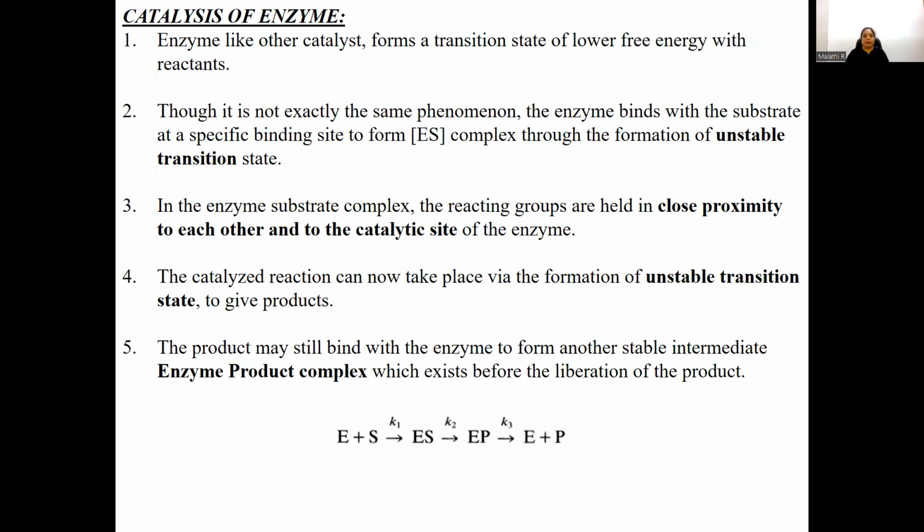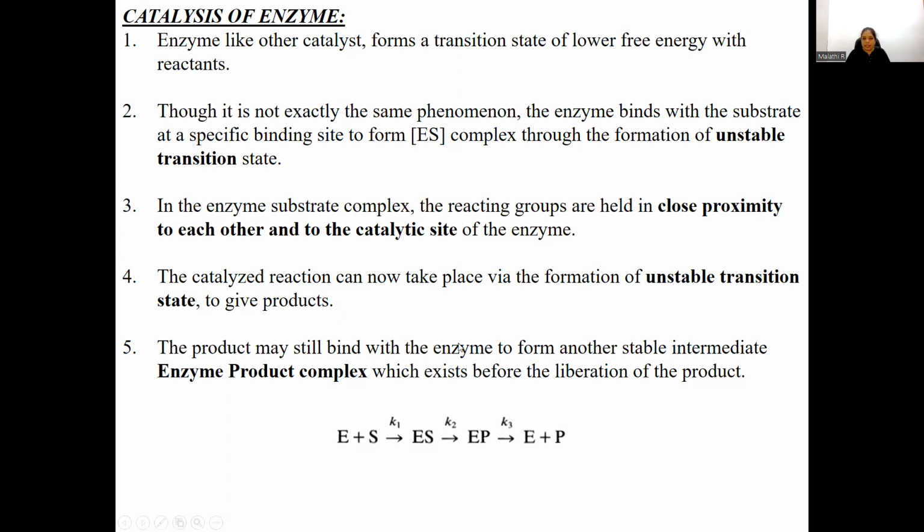The catalysis of enzyme requires the following criteria. Number one, the enzyme, like other catalysts, forms a transition state of lower energy with respect to the reactants. Though it is not exactly the same phenomenon, the enzyme binds the substrate at a specific binding site to form the ES complex through the formation of an unstable transition state. If this unstable transition state is stabilized, it will automatically be converted to product and the enzyme. In the enzyme substrate complex, the reactant groups are held in close proximity to each other and to the catalytic site of the enzyme. The catalyzed reaction can now take place via the unstable transition state to give products.